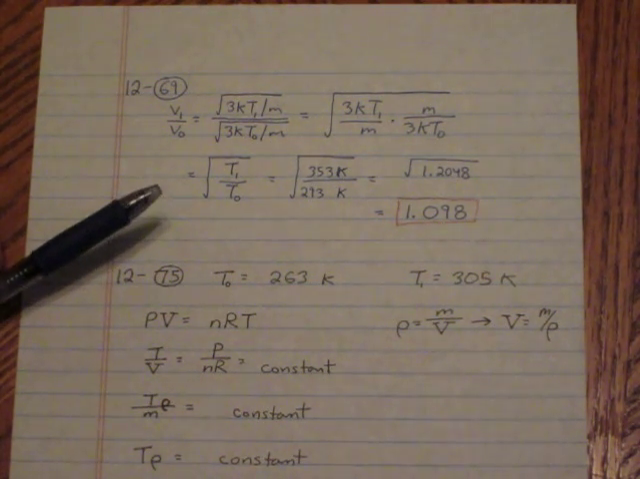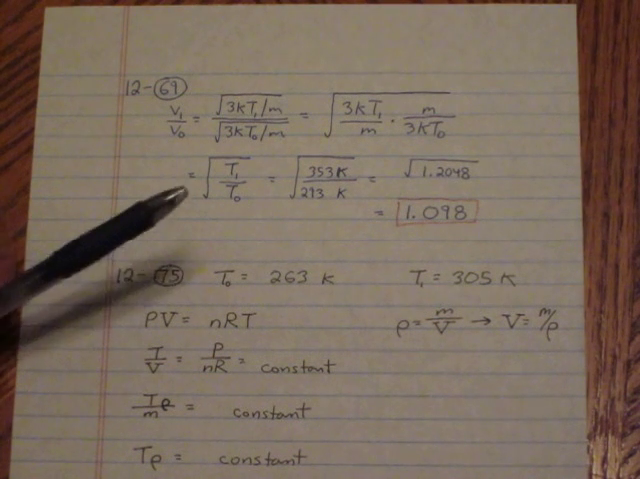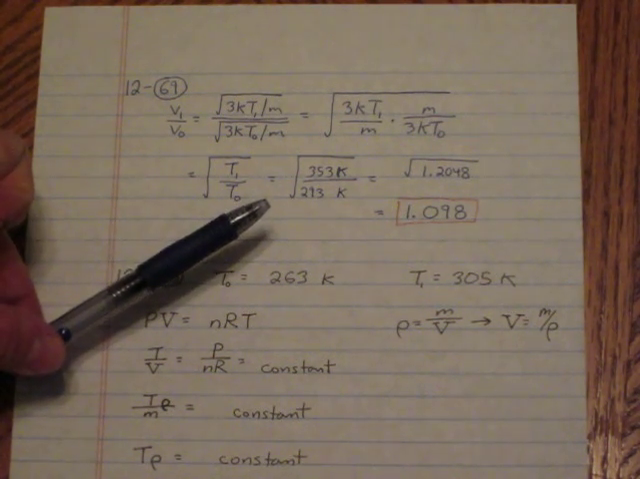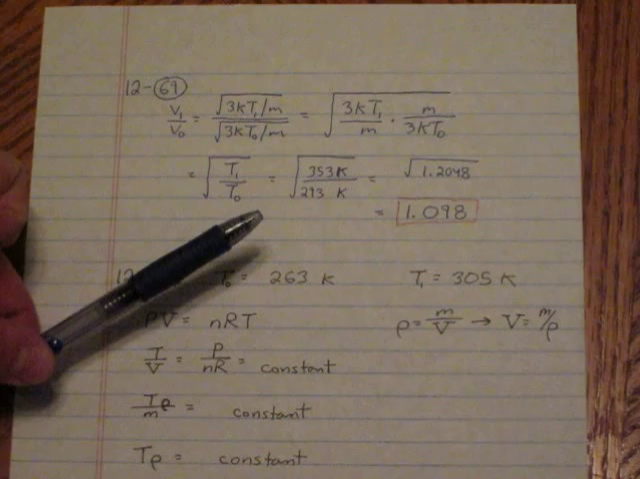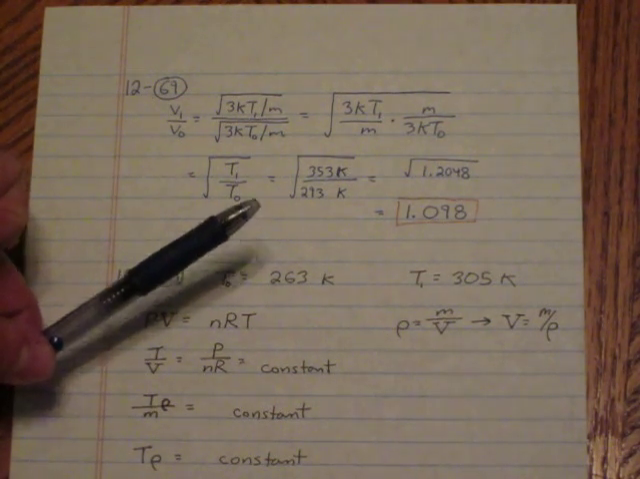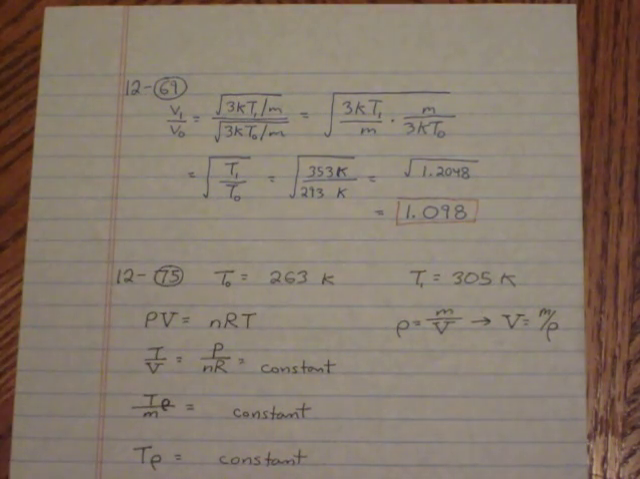Very important here that you use not Celsius but Kelvin, those absolute temperatures. Square root of 353 over 293. And it comes out to square root of 1.2048, or 1.098. So we get that the new speed, the RMS speed, is 1.098 times the original, or a 9.8% increase.